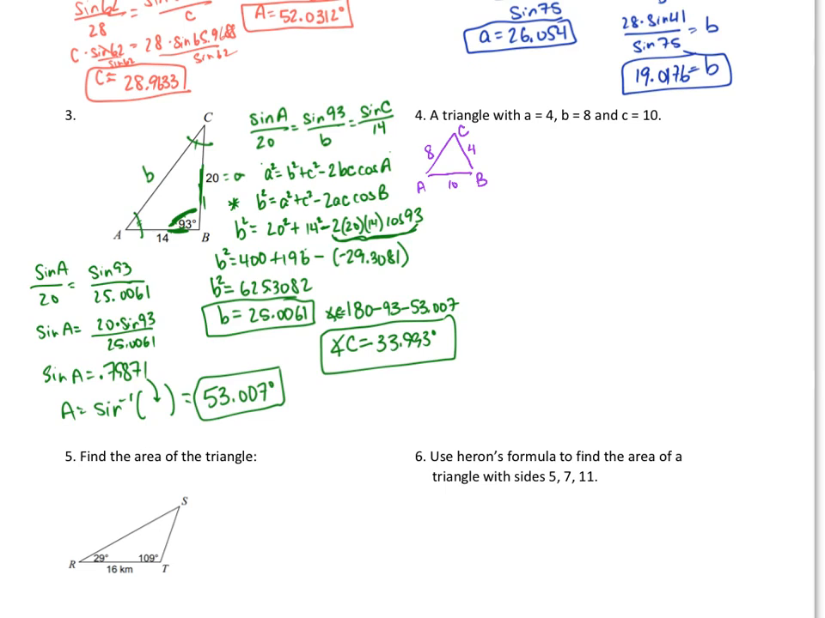A squared plus B squared equals C squared, it won't work out. So we move on to the law of sines because I can't use SOHCAHTOA. So we have the sine of A, which we don't know, over 4 equals the sine of angle B, which we don't know, over 8, equals the sine of C over 10.